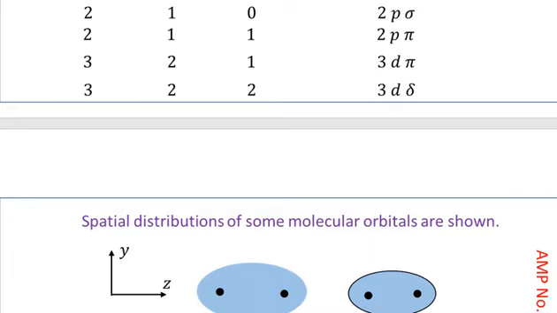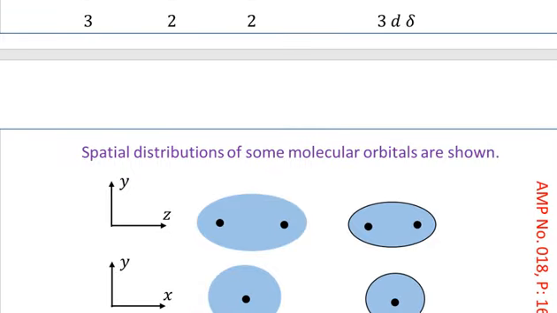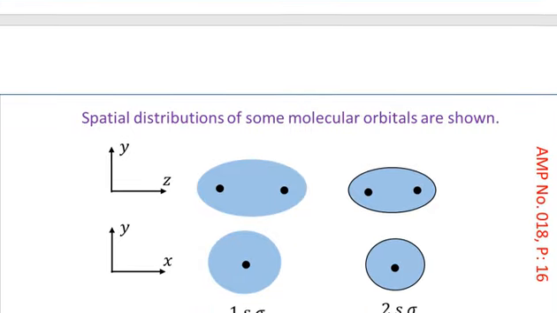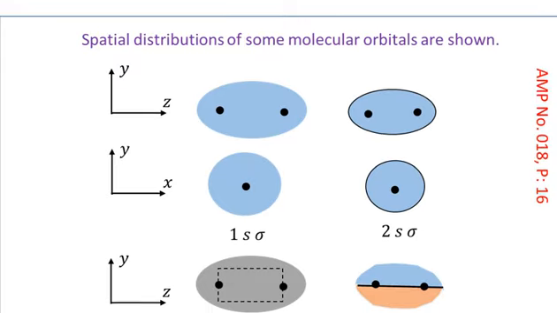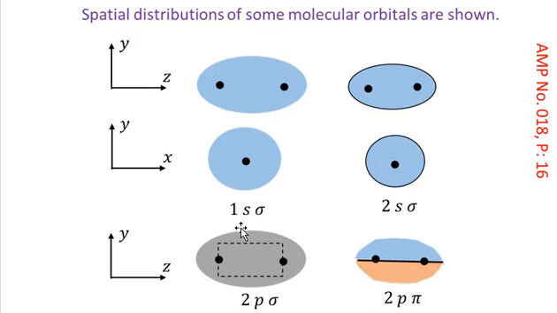Now you see that here we are going to represent some orbitals. Spatial distributions of some electron orbitals are shown. For example, when the electron is in the 1s sigma orbital, it has this distribution. The orbital shape is this ellipsoidal orbital shape, and this is the cross section of the three-dimensional ellipsoid on the YZ plane.